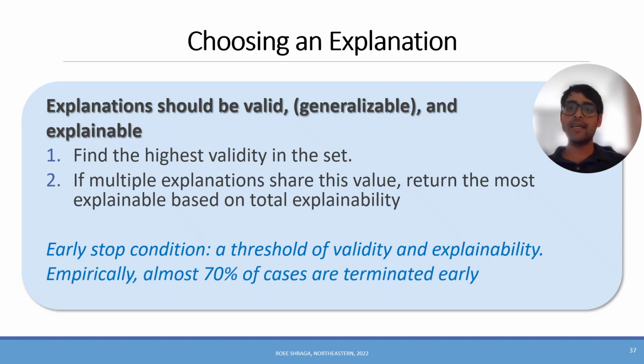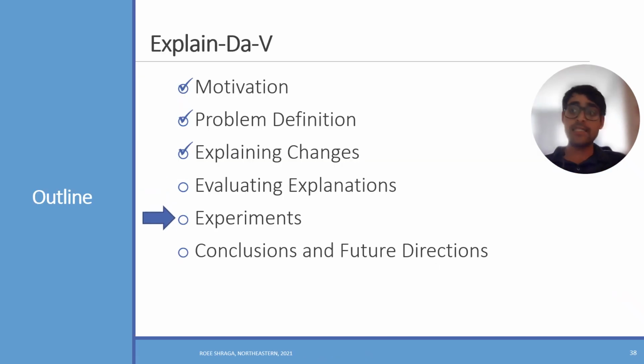And in practice, when we introduced a 0.95 or 95% validity threshold in our experiments, we saw that 70% of the cases were actually terminated early, which is very beneficial in runtime, but also generated a nice set of good explanations for the user. Let's look at some experiments before we wrap things up.